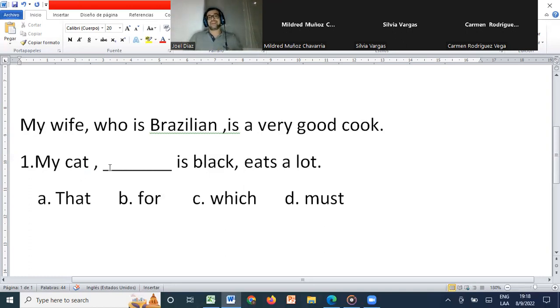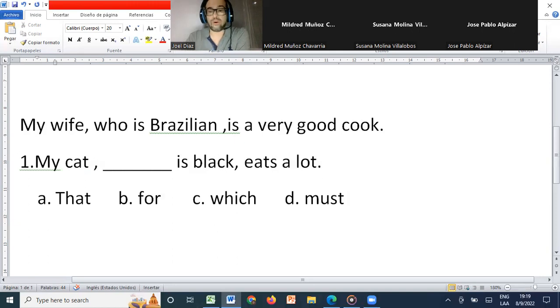Okay, I understand that, and I understood that for non-defining, I have to use commas. I don't know how to identify if it is defining or non-defining. Yeah, the non-defining is always going to be with commas, always. The defining one, no commas. Okay, is it clear?